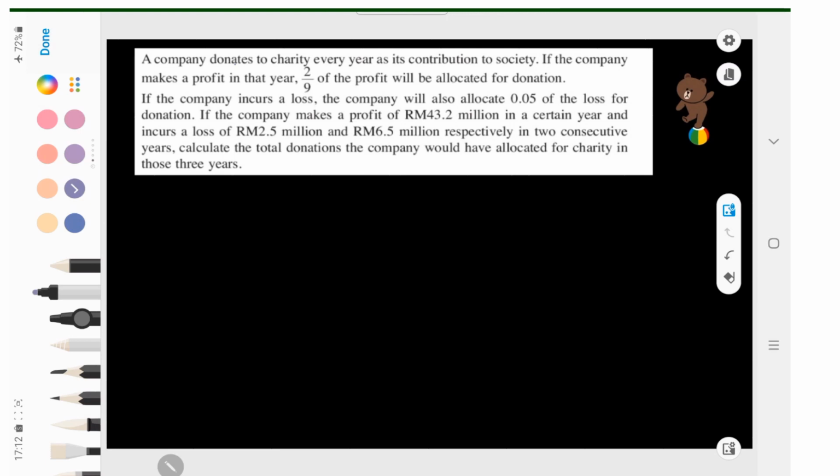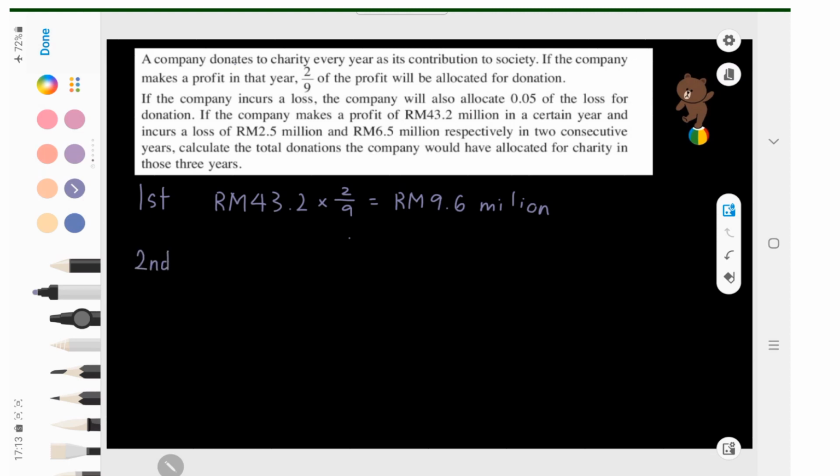So we have to do separately for 3 years to calculate the total amount of money this company gives to the charity. For the first year, we take 43.2 million ringgit, allocate 2/9. So it is 43.2 times 2/9, and the answer is 9.6. 9.6 million ringgit for the first year.